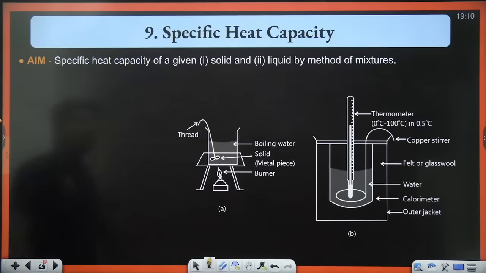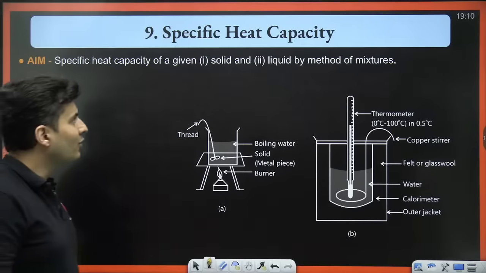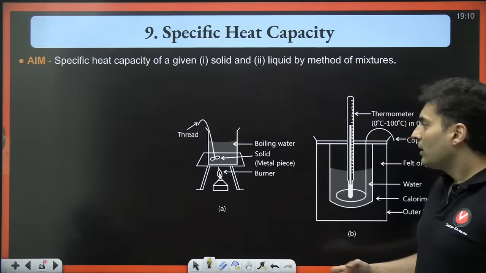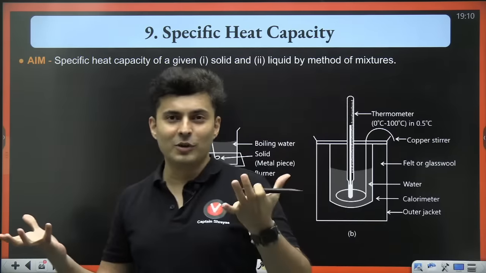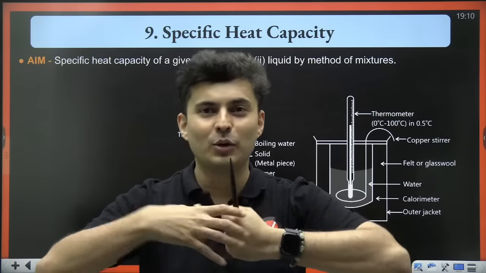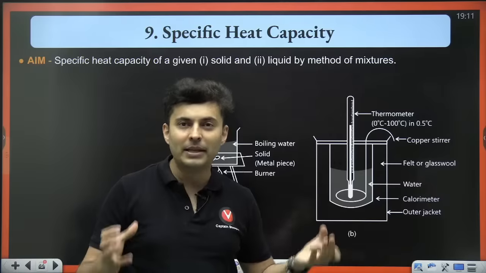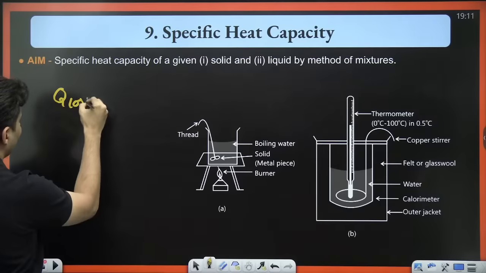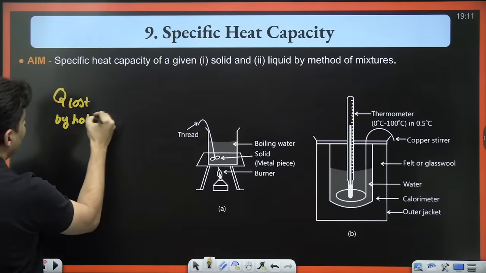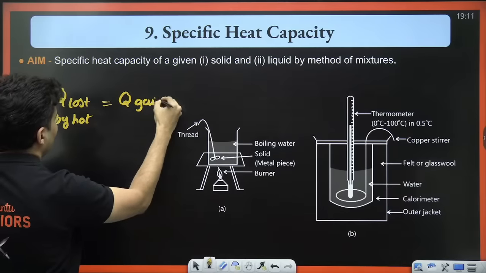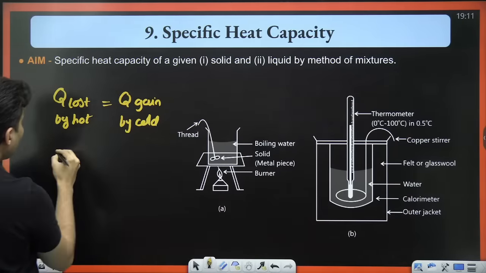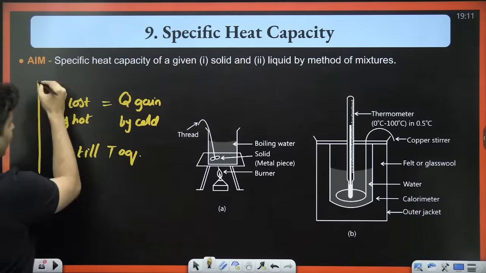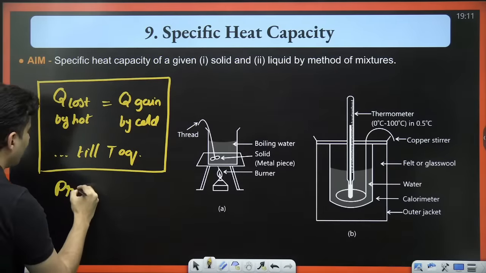Okay. Now, specific heat capacity type of questions, specific heat capacity experiment. In this kind of experiment, what happens is basically you have one hot body, one cold body. You mix that hot and the cold body and let them achieve an equilibrium after some time. You will see that whatever heat is lost by the hot body will be the heat which is gained by the cold body till thermal equilibrium is achieved. This is basically your principle of calorimetry.